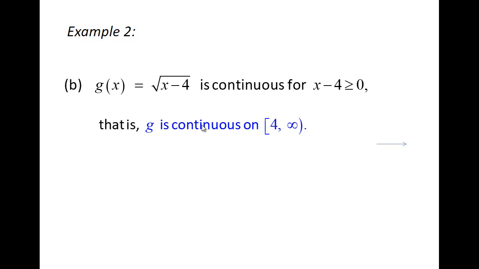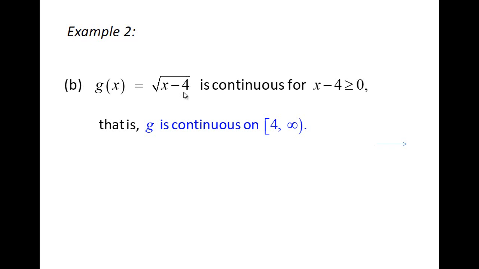So as a result, this function g would be continuous on the interval from 4 to infinity. Now I am including 4 here, but let's realize the fact that if you look at the graph of this function, the graph starts at the point (4, 0), and then it extends to the right of 4.